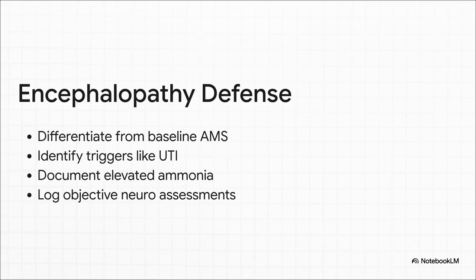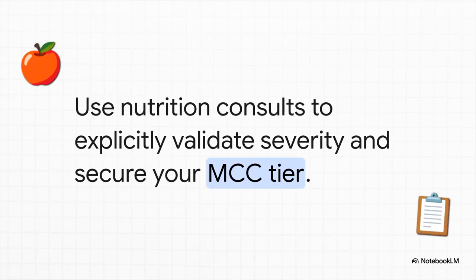Prove that acute change from their baseline. For our third major target, malnutrition, vague documentation absolutely won't survive an audit. No way. You have to utilize dedicated nutrition consults to explicitly validate severe malnutrition against recognized clinical criteria, like the Joint ASPEN and Academy of Nutrition and Dietetics guidelines. That's what secures your MCC tier.